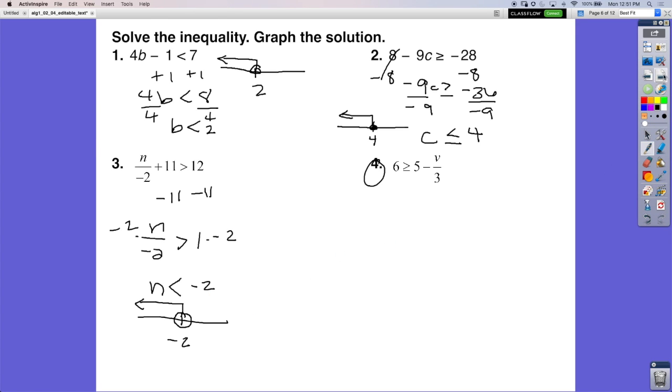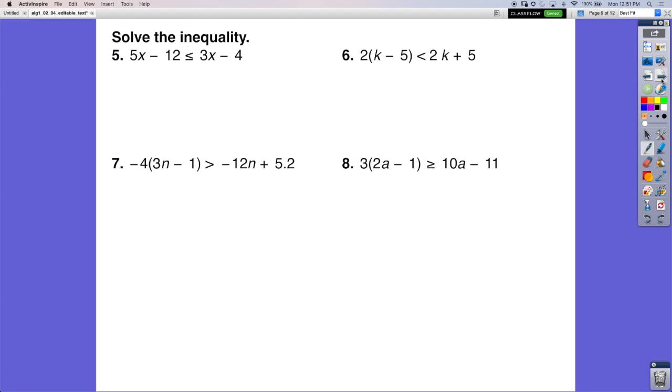So now we're going to move on to monitoring progress 5. We have variables on both sides of the equation, so let's collect like terms first. I'm going to subtract 3x from both sides. So 2x minus 12 is less than or equal to negative 4. We're going to add 12 to both sides. So 2x is less than or equal to 8. We're going to divide both sides by 2.